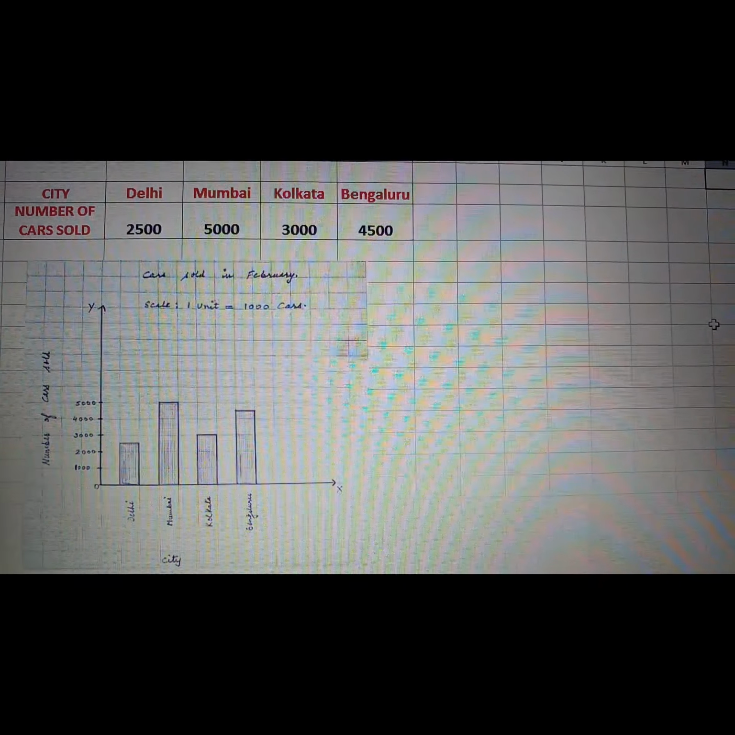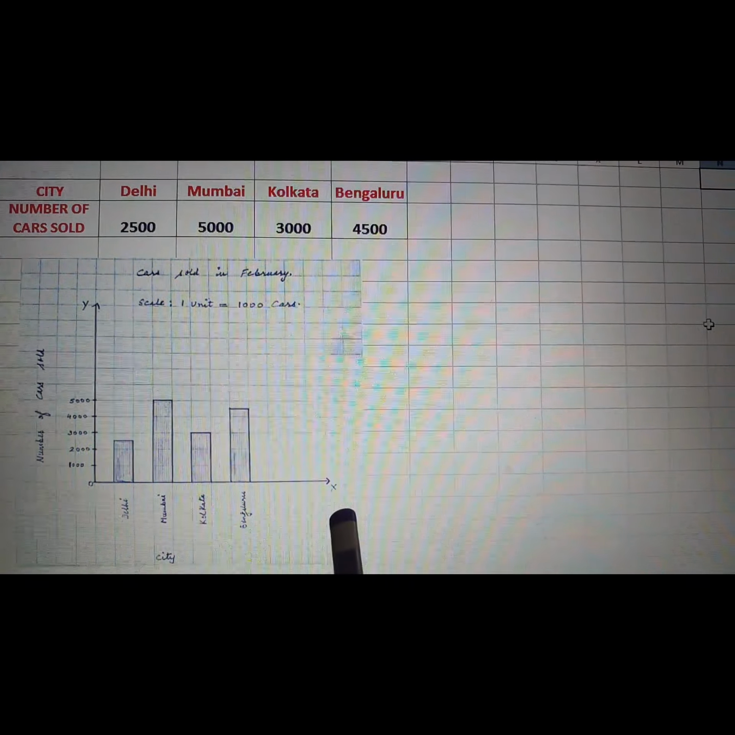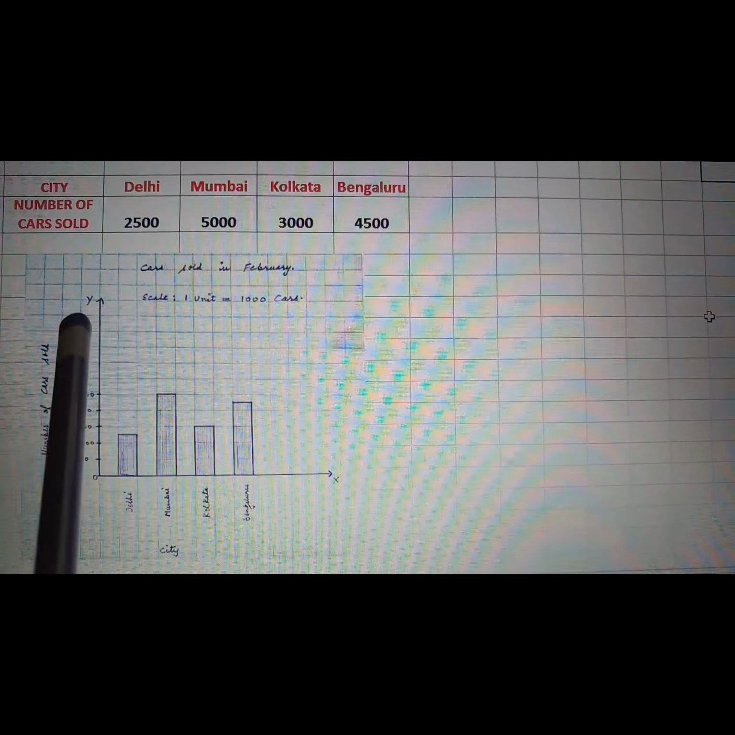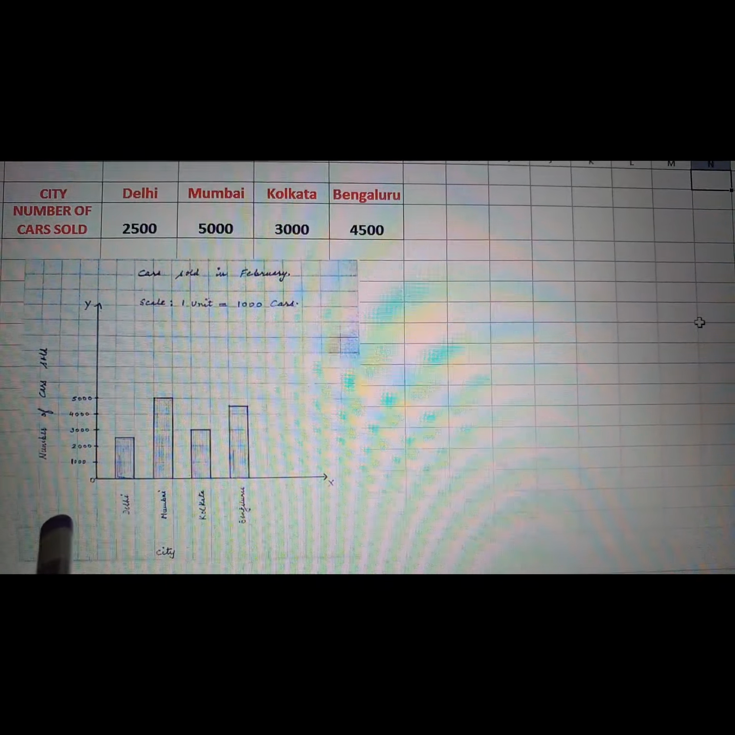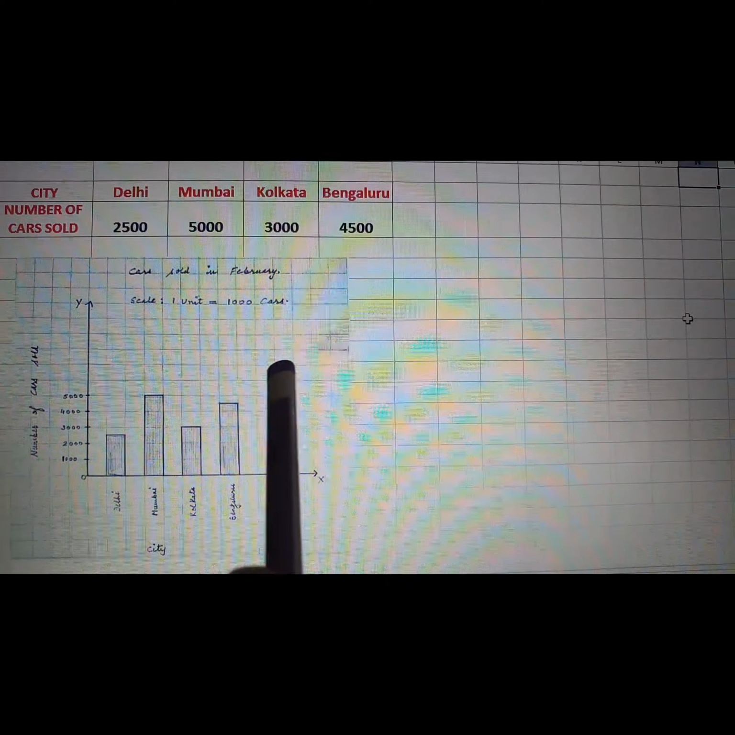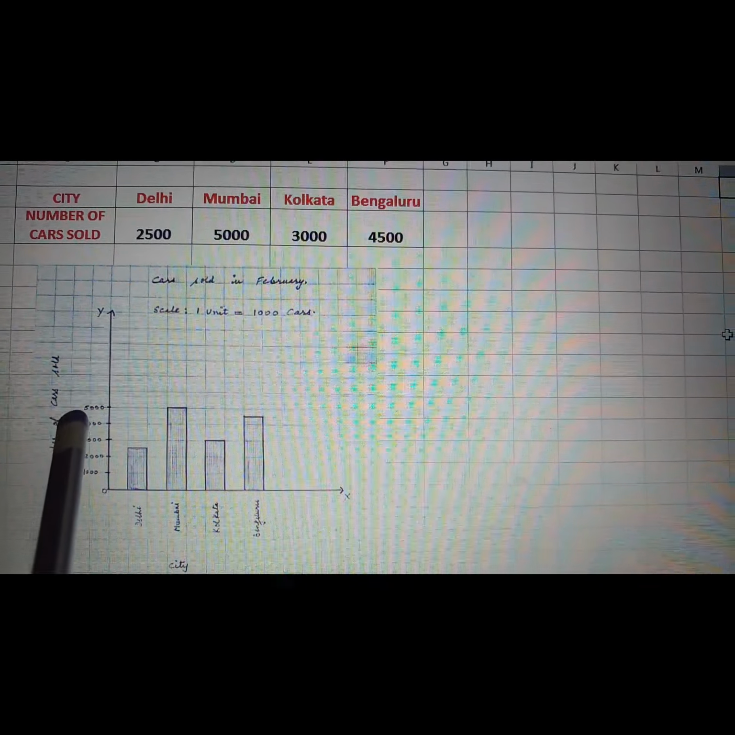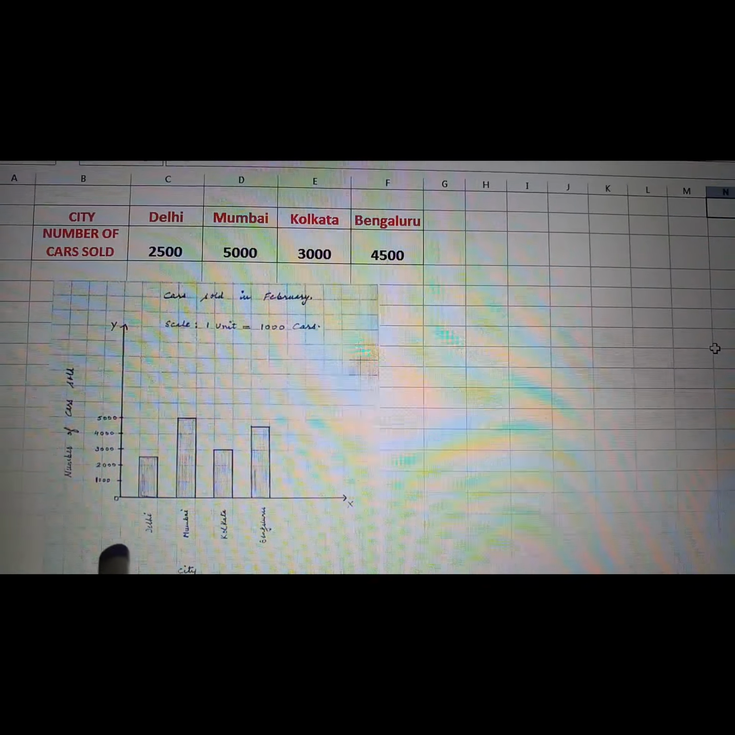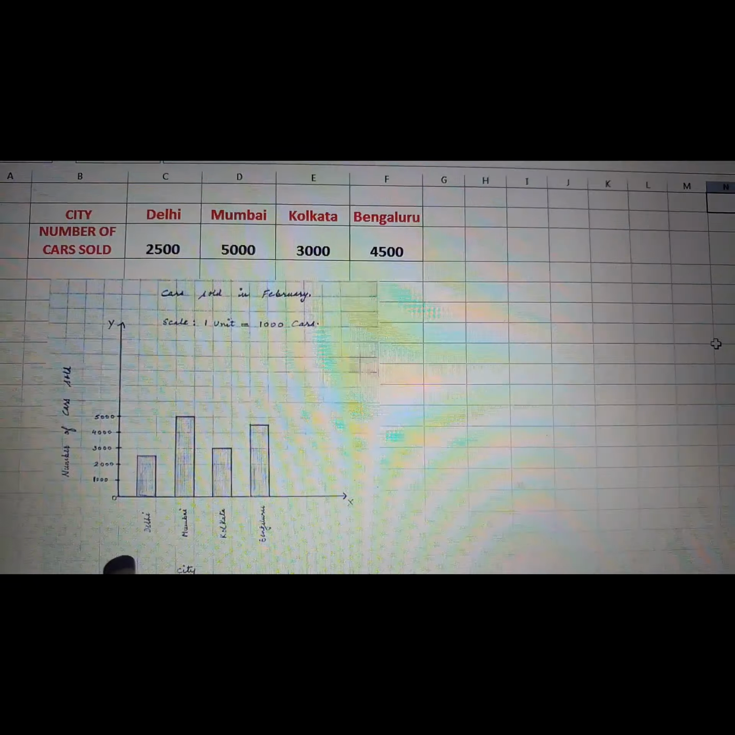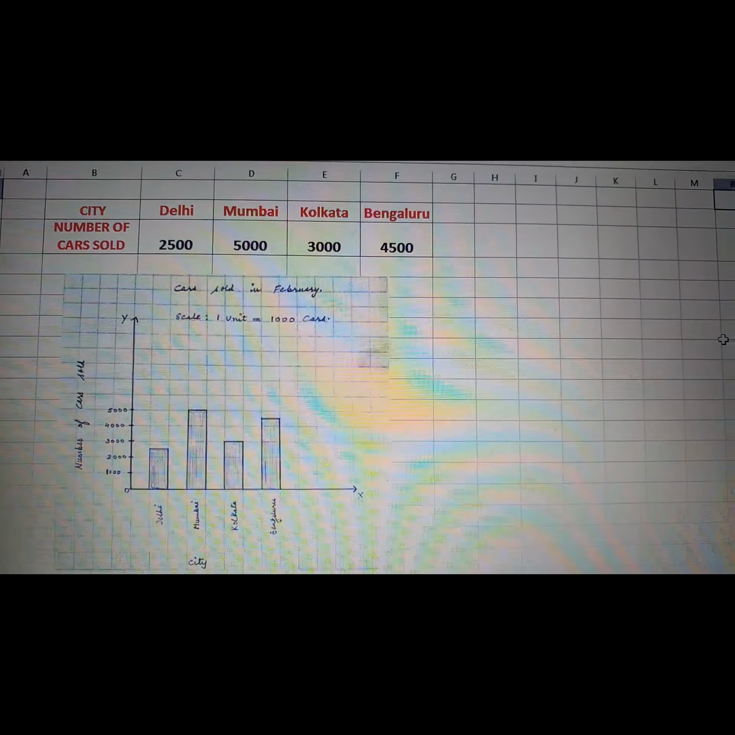First of all we will draw two rays on x-axis and on y-axis. As the scale is 1 unit equal to 1000 cars, we will mark the points 1000, 2000, 3000, 4000 and 5000. Now I'll see how many cars were sold in Delhi.